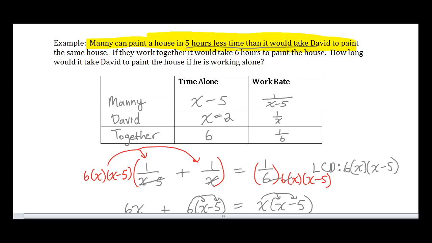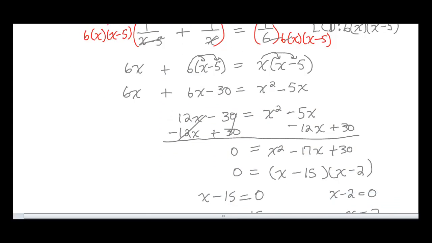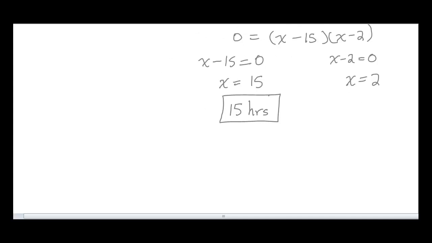Right, if x equals 2, that means I have to put 2 in for x here with Manny's time, and I get 2 minus 5, right? 2 minus 5, which is negative 3. Well, we can't have a negative time, all right? And so 2 will not be my solution. 15 will work. I won't get a negative. And so my only solution here is x equals 15. So it takes 15 hours. That's David's time. Okay. Let's move on to something a little different.